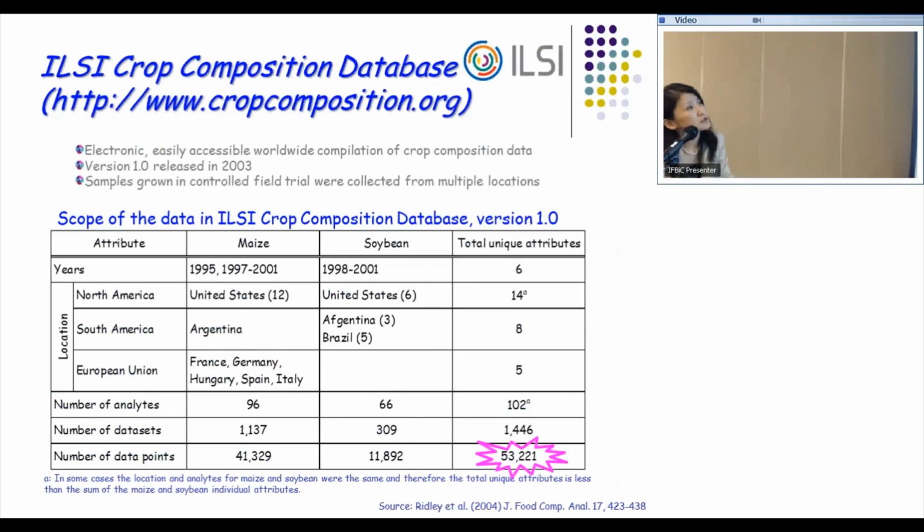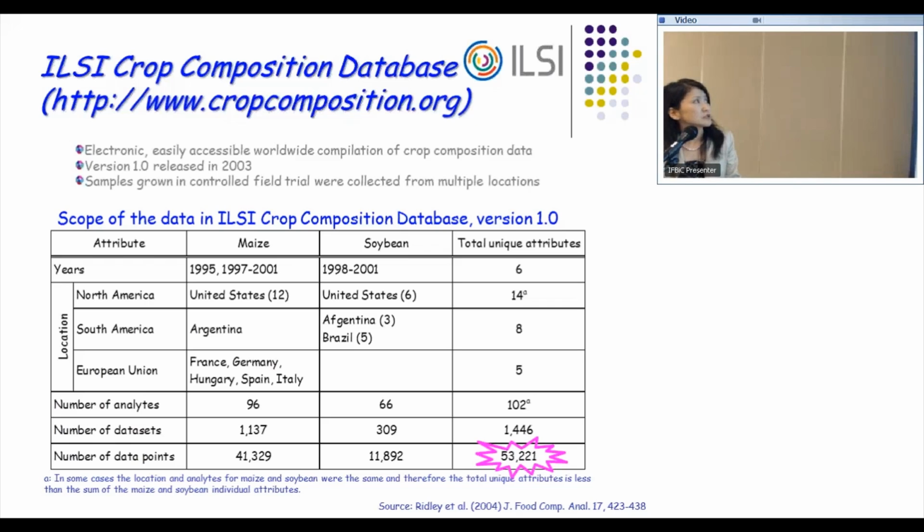And in response to this demand, the ILSI began assembling the easily accessible worldwide compilation of crop composition data, and they released the ILSI crop composition database version 1 in 2003. The samples provided for the database were collected under the agreement between the major crop companies, collected from multiple locations such as North America, South America, and European Union over a 6-year period.